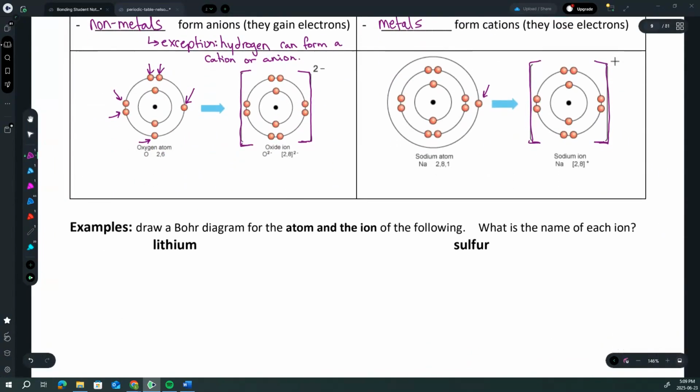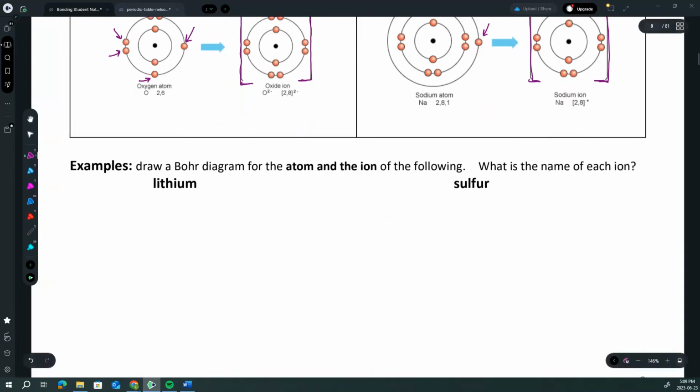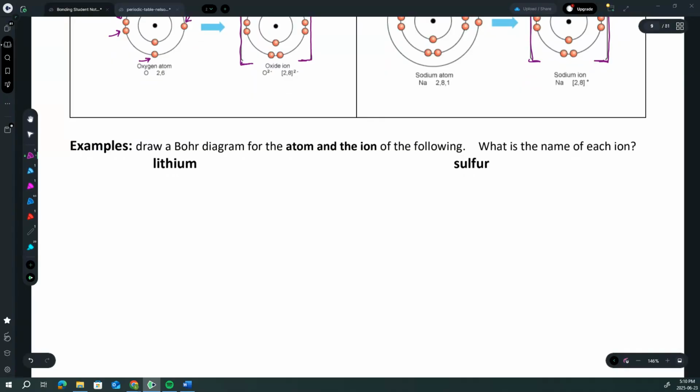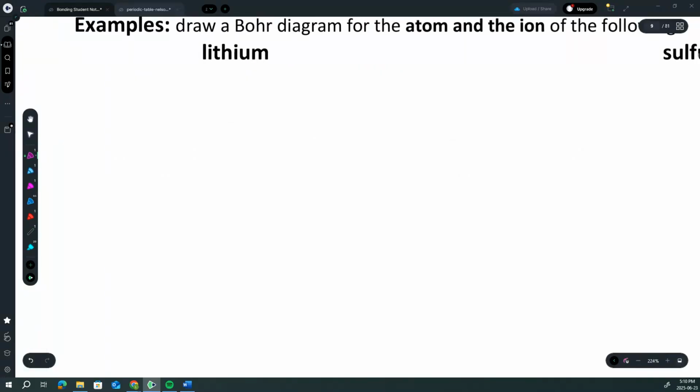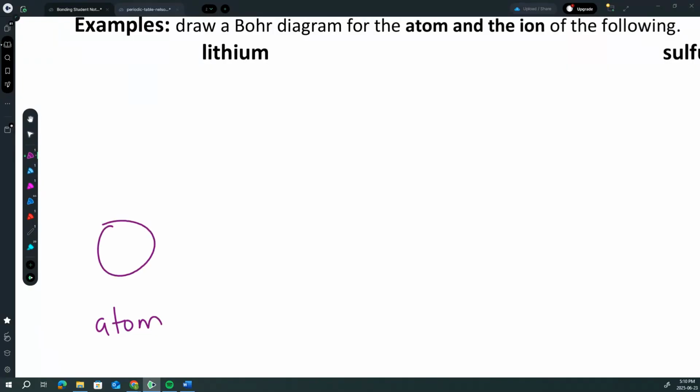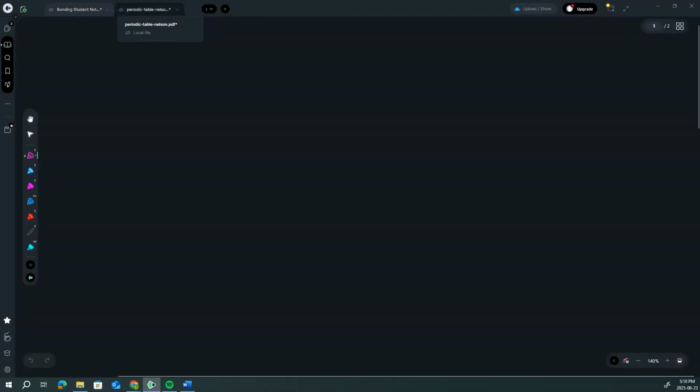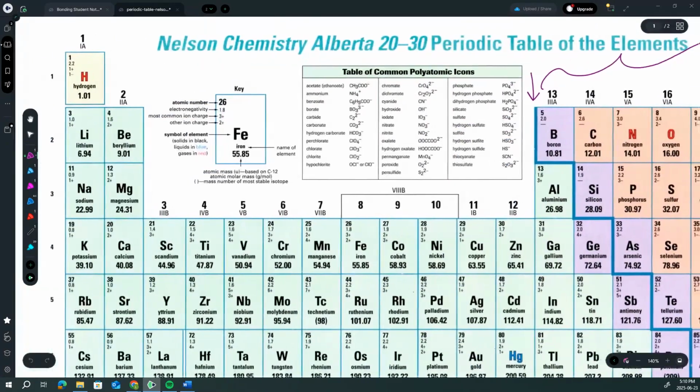Okay, so let's draw some examples for ourselves here. Draw a Bohr diagram for the atom and the ion of the following. What is the name of each ion? All right, so starting with lithium, we're going to start out with the atom, and I'm going to draw it over here. I'm going to draw the nucleus, and then let's look at where lithium is.